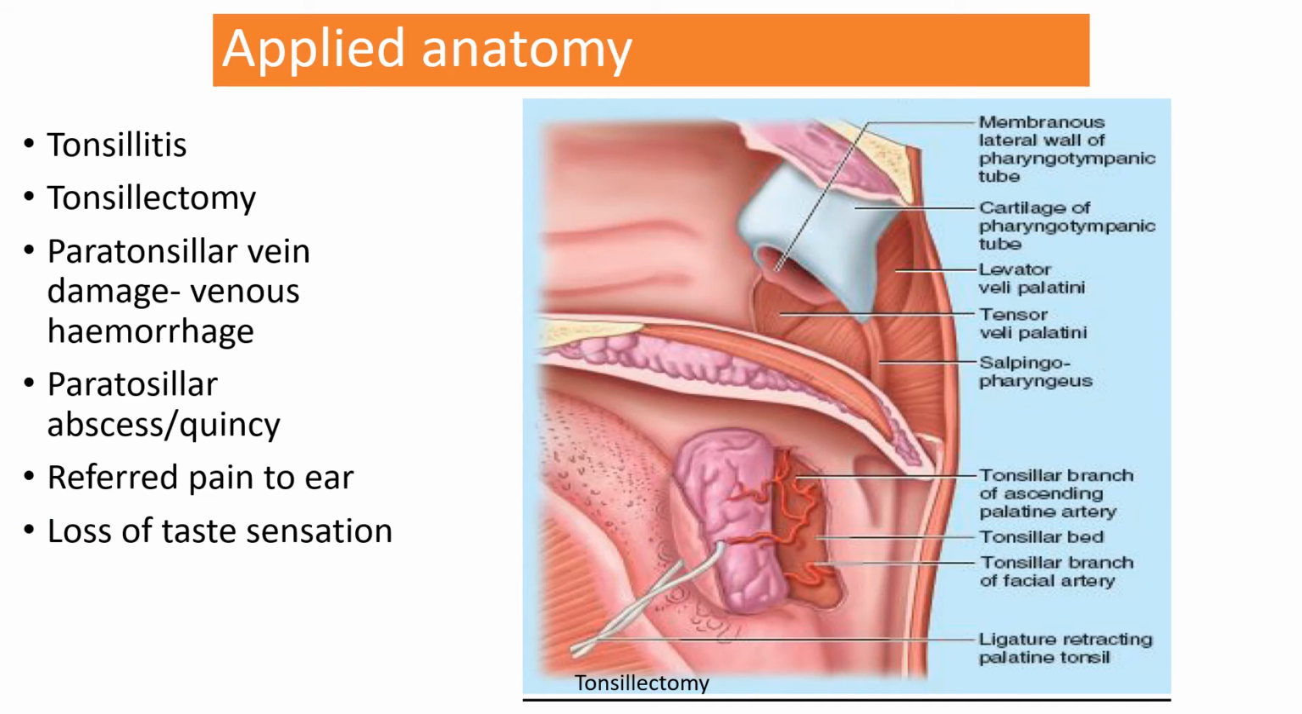Now the applied anatomy, mostly we have discussed all of them, but I'll just enlist them again. Tonsillitis, which is the infection and inflammation of the tonsils. This is the tonsil, which is reflected from the tonsillar bed like this to show the arteries which are penetrating the lateral aspect of the tonsillar tissue. So when they are inflamed, that condition is called tonsillitis.